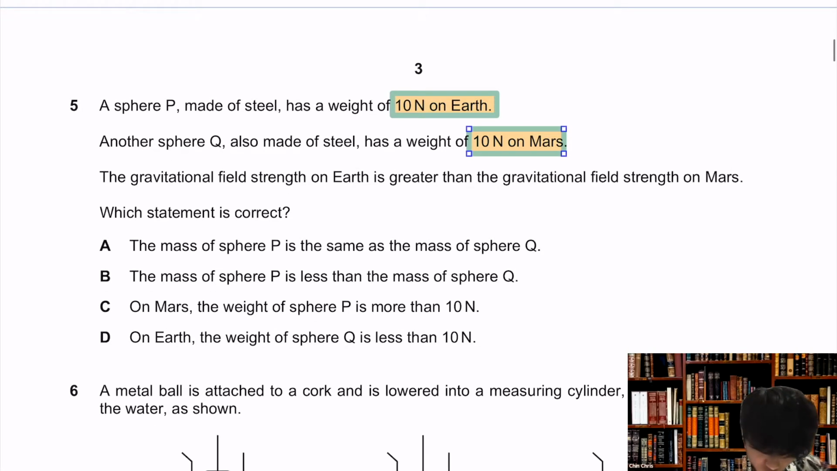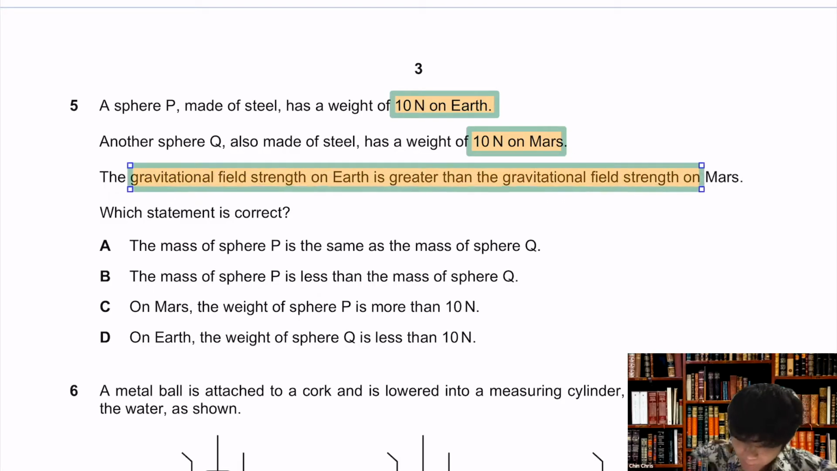They say the gravitational field strength of Earth is stronger than Mars. By the way, I think you guys have heard of Elon Musk. We are going to Mars maybe in 50 to 100 years. Mars colonization might be a thing. Wow, in the future, man. Right now, we are all talking about space exploration.